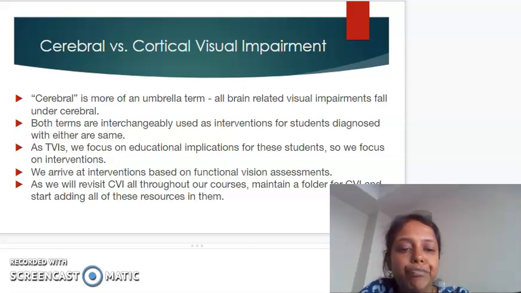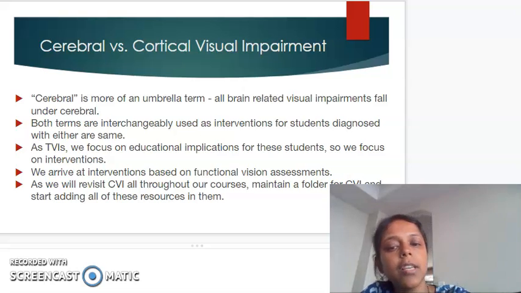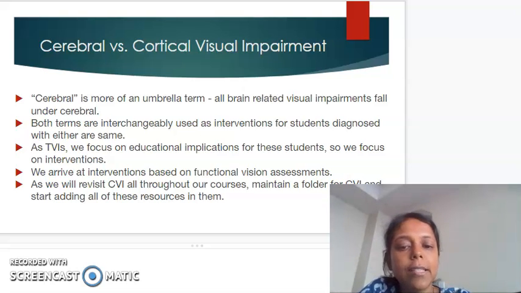And how do we arrive at the interventions? We arrive at interventions in educational settings with the help of our functional vision assessment, not necessarily just with the diagnosis. As soon as you see the diagnosis of CVI, we are not going to say, okay, these are the interventions and done. No, we are going to be doing a complete functional vision assessment on these students, and we arrive at our interventions.